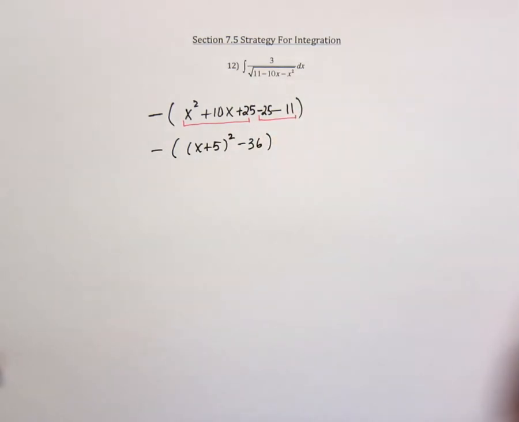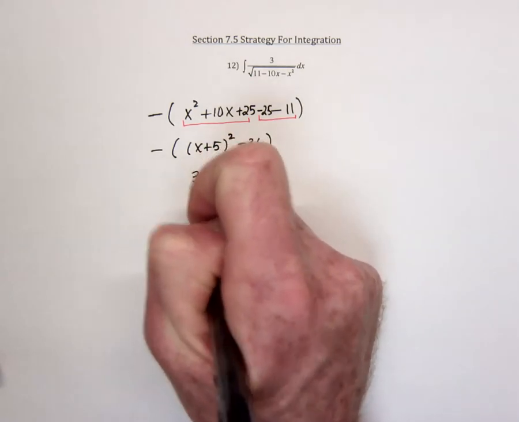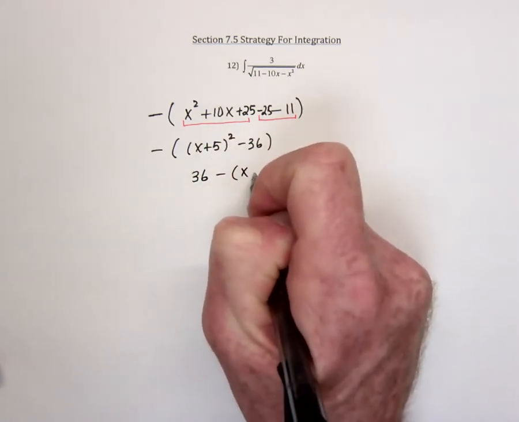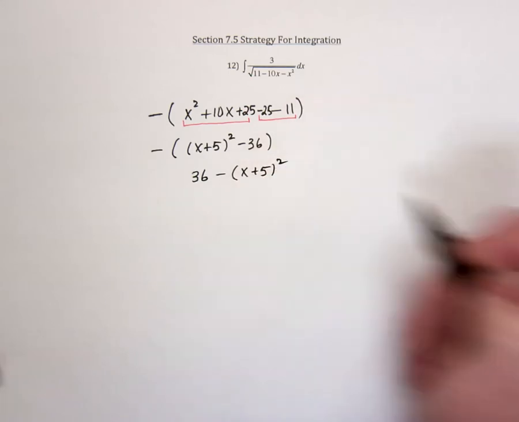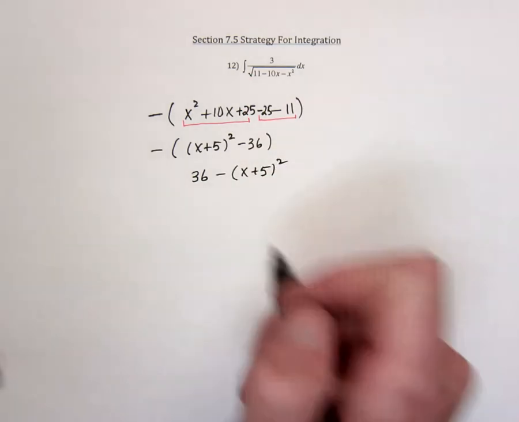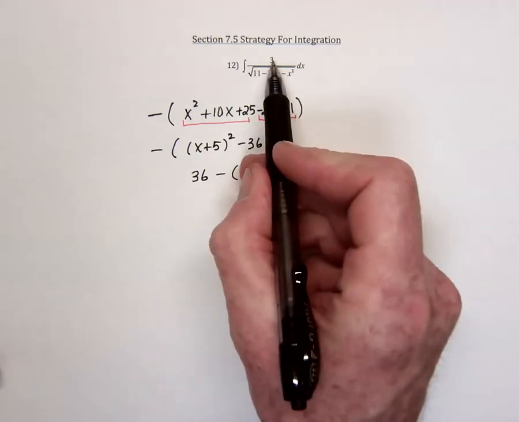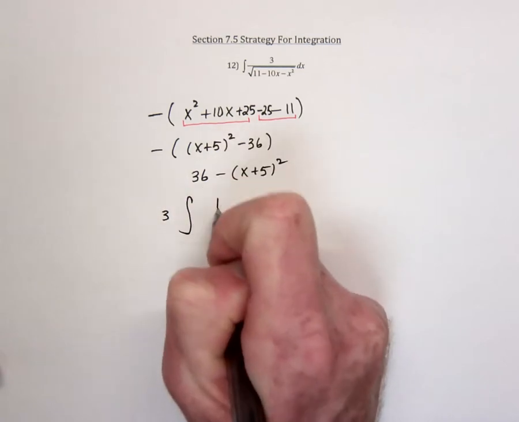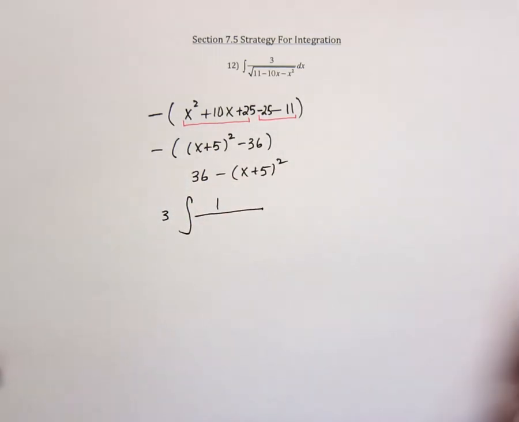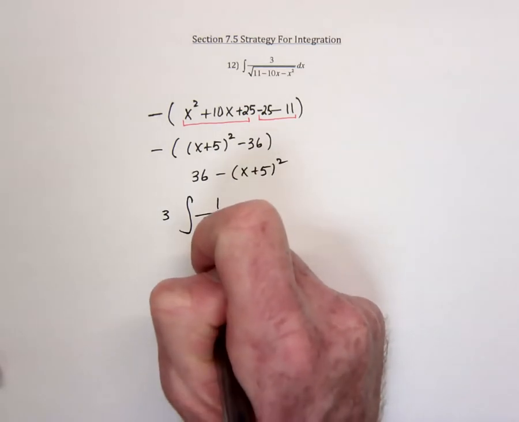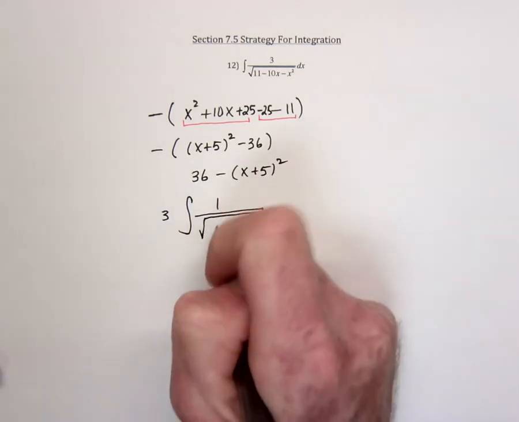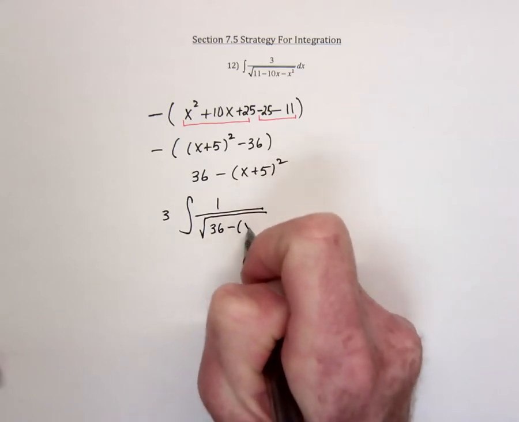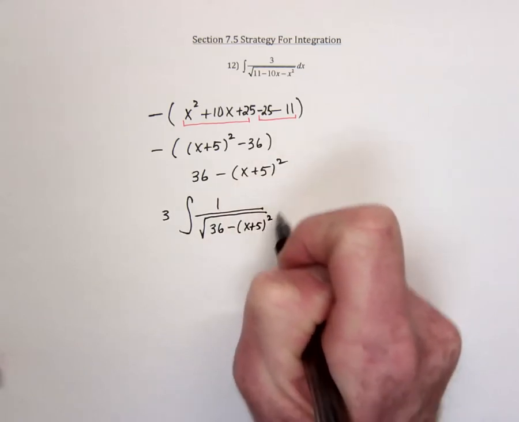Alright, now take all of that and put it back in the integral. You know what? I think I'll go ahead and distribute the negative first. So actually it's going to be 36 minus the perfect square. Okay, now go back to the integral. So the 3 constant, just factor it out. Then we'd have 1 over, in the radical, we've got this 36 minus x plus 5 squared.